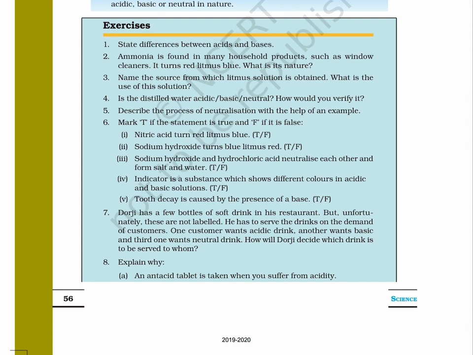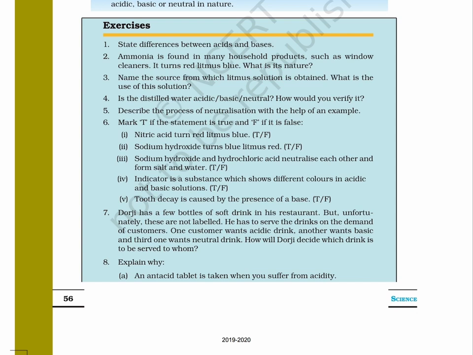4. Is the distilled water acidic, basic, or neutral? How would you verify it? 5. Describe the process of neutralization with the help of an example. 6. Mark T if the statement is true and F if it is false.